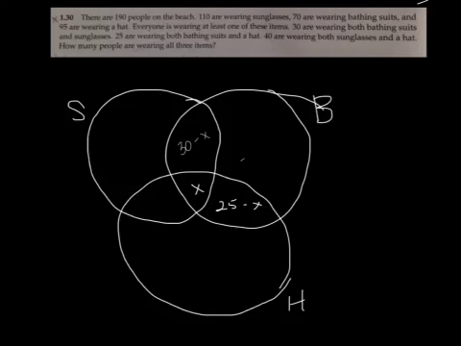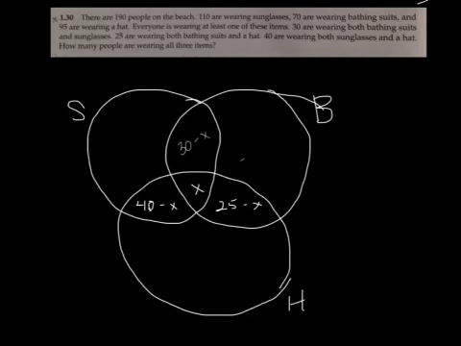So far, what do we have? We have 30, 25, and 40 are wearing both sunglasses and a hat, so that puts a 40 minus X right there. Now it gets a little bit tricky in just tracking what we have to do. And I'm guessing if you made a mistake, the mistake happened here.